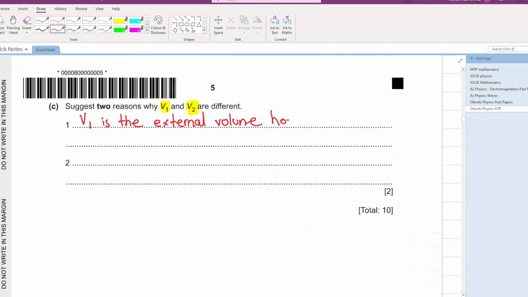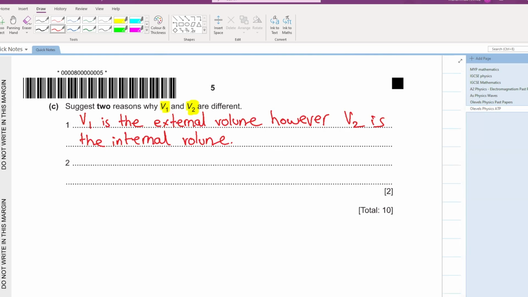However, V2 is what? V2 is the internal volume. Hence they are different. बेटा V1 क्या है, external volume, V2 is the internal volume, hence they are different. What is another difference you can say here?